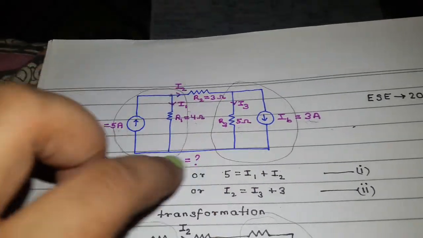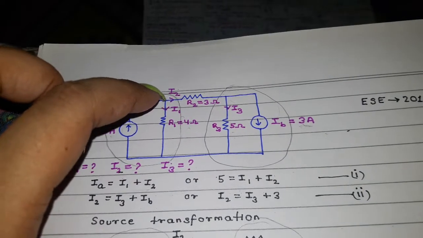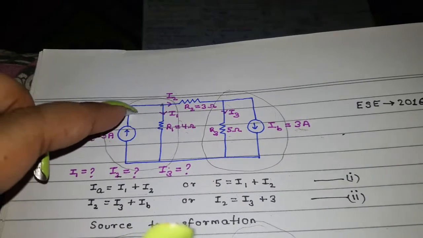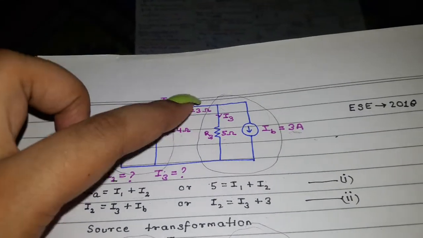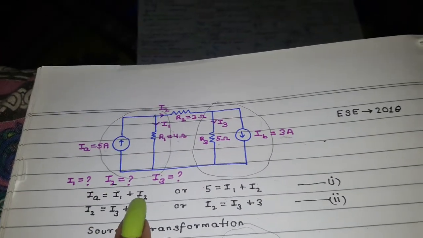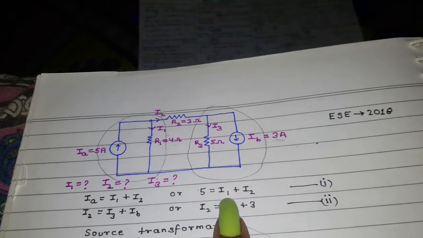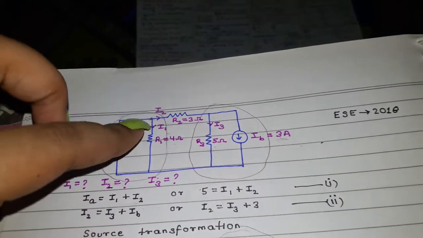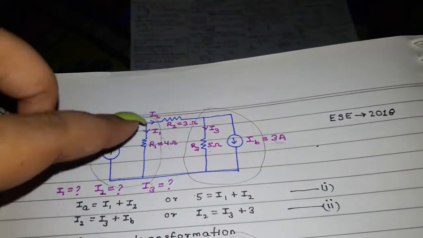From this circuit, we have two things in mind because of KCL at these two nodes. When you apply KCL at these nodes, the sum of incoming currents equals the sum of outgoing currents. So you get IA equals I2 plus I1, and IA is given as 5 ampere, so 5 equals I1 plus I2. Similarly, you apply KCL at this node as well. The sum of incoming currents equals the sum of outgoing currents, so you get I2 equals I3 plus IB.